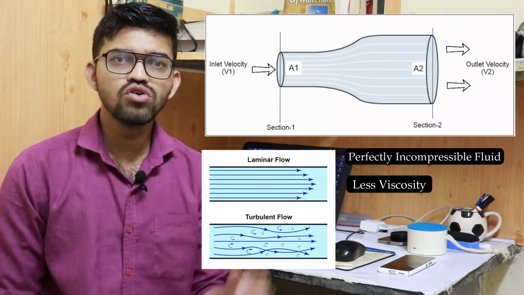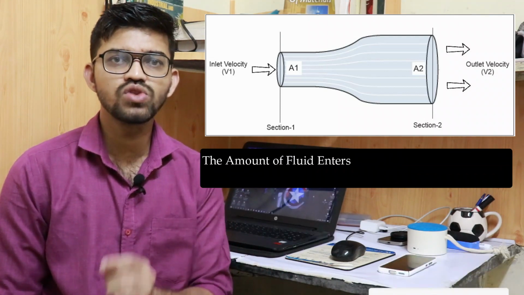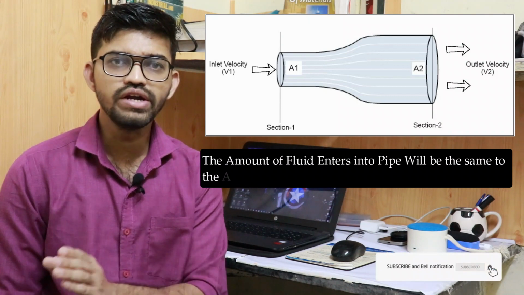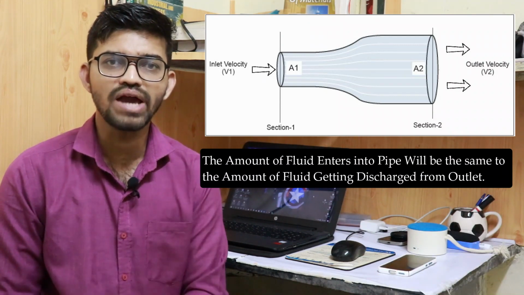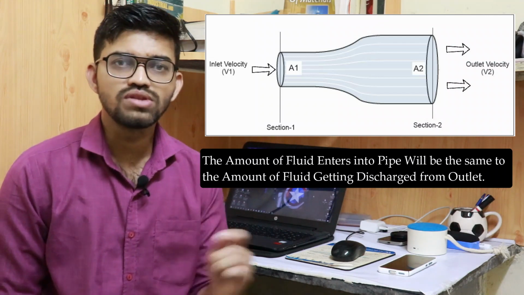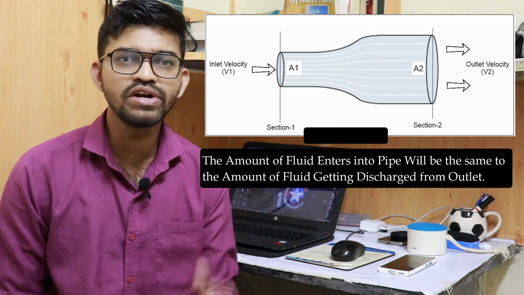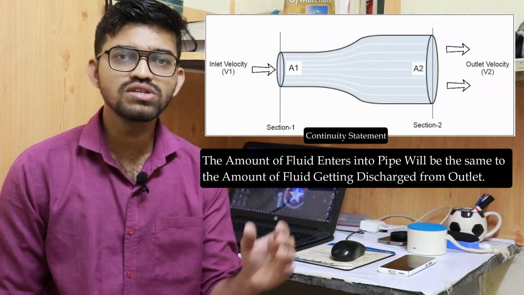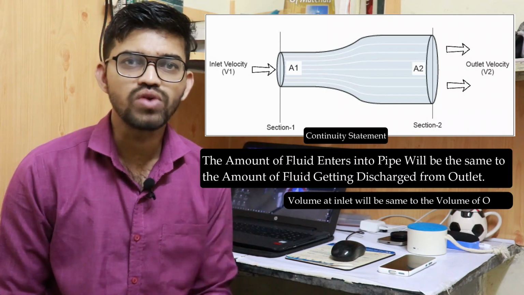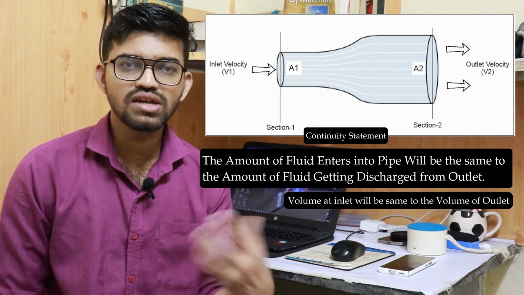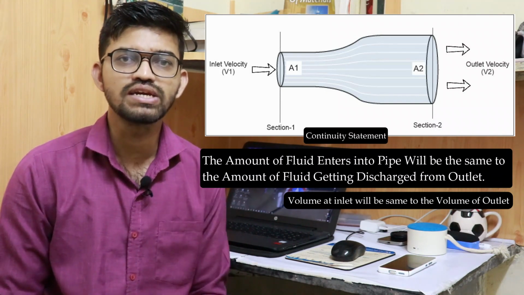So the amount of fluid that enters through the inlet will be equal to the amount of fluid that gets discharged from the outlet of the pipe. That is the statement of the continuity equation. It means the volume at the inlet will be equal to the volume at the outlet. So guys, now let's derive the equation for this statement.